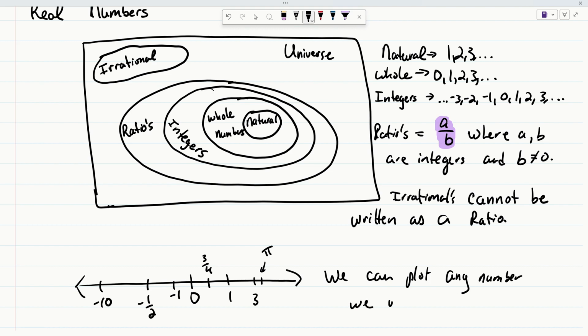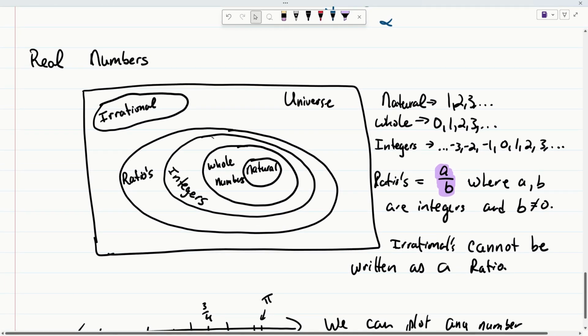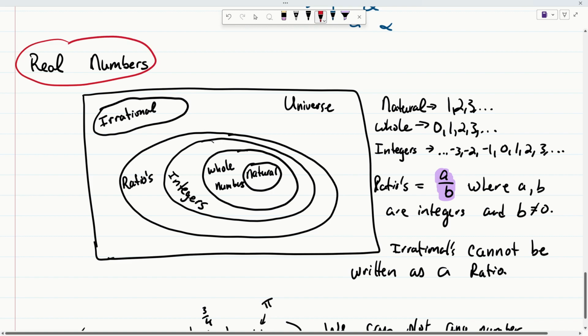And when you can do that, you have what we call the real numbers. So all of these sets of numbers combine to give us what we call the real number system. And that's everything that we do. All right. Your book has a pretty decent picture of this, but I think the visual is a lot more powerful because you can see how they build on top of each other. And that's going to be it for this video. So enjoy.